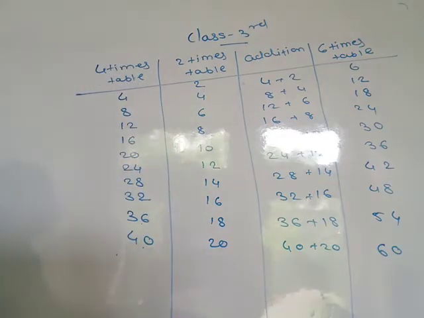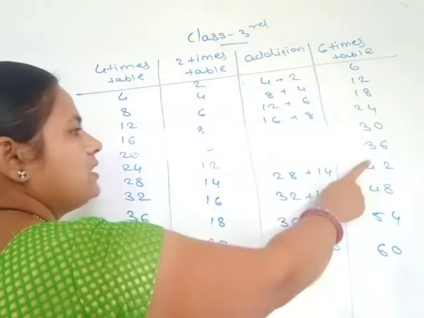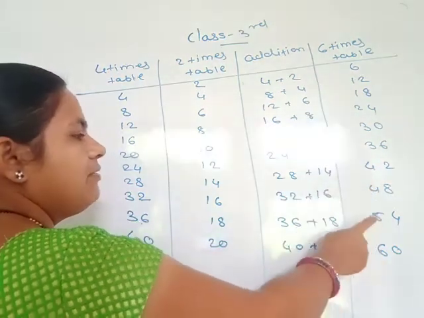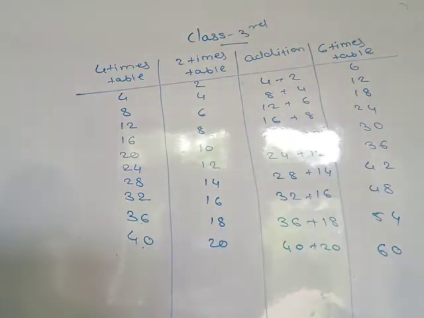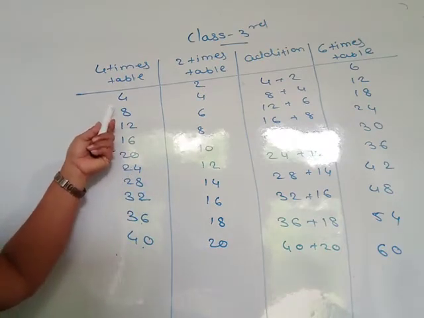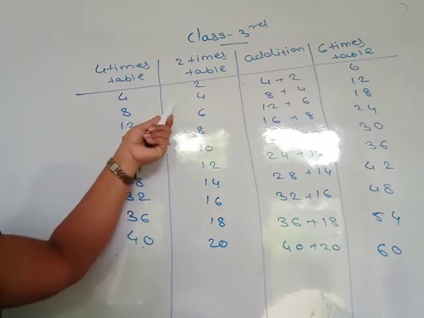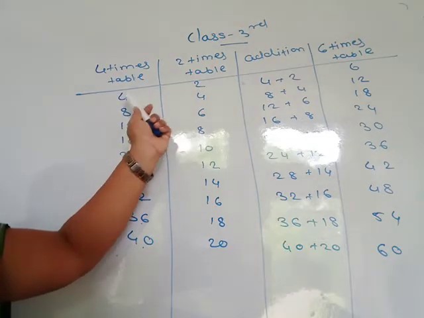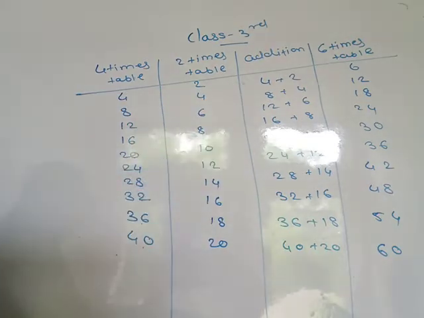Then see this 6 times table. 6 1 is 6, 6 2 is 12, 6 3 is 18, 6 4 is 24, 6 5 is 30, 6 6 is 36, 6 7 is 42, 6 8 is 48, 6 9 is 54 and 6 10 is 60. Means when you write the 4 times table and 2 times table and add these two tables, you will get this 6 times table.